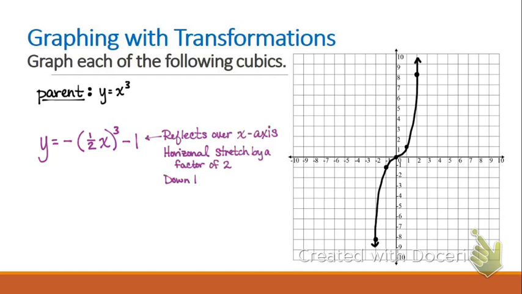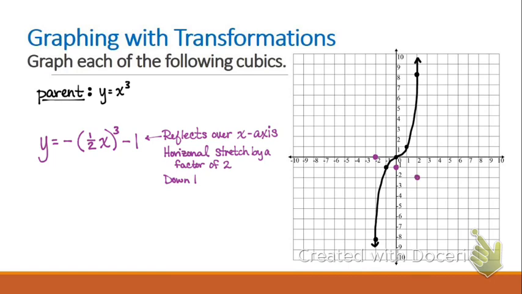So the only thing that is going to affect that center point is the down 1 part. So down 1 will be like this. We're going to reflect across the x-axis. So the whole thing is going to flip over, and this is a horizontal stretch by a factor of 2. So each of my points horizontally is now going to double their distance from that center point. So remember, we've reflected it across the x-axis.